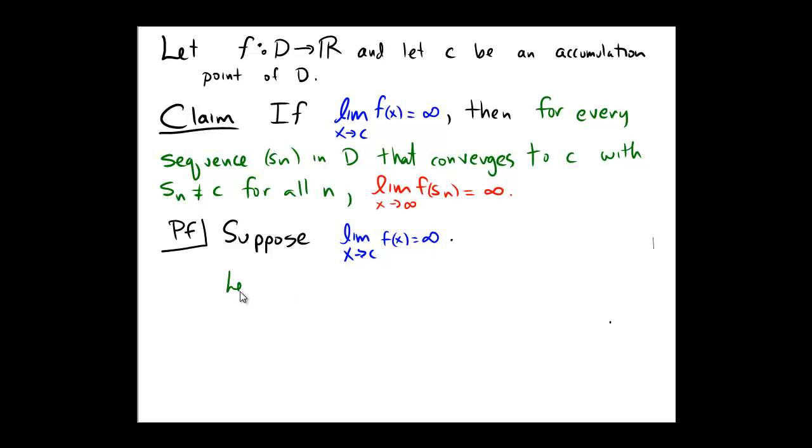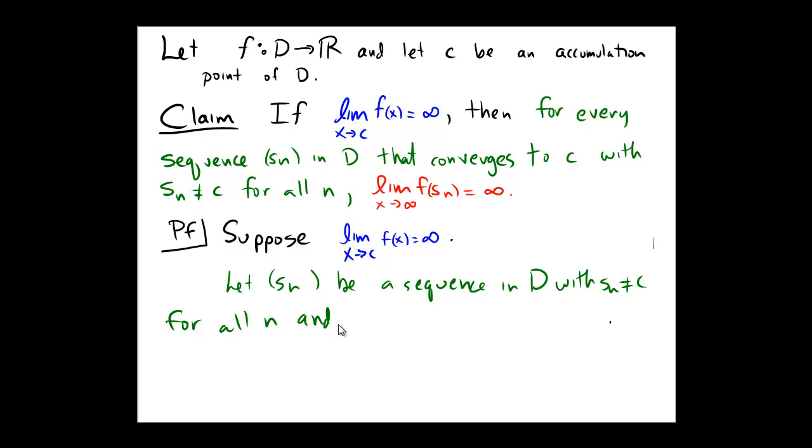So let Sn be a sequence in D with Sn not equal to C for all n, and suppose that Sn goes towards C. So this is a sequence in D that converges to C, with none of the terms of the sequence actually being equal to C itself.